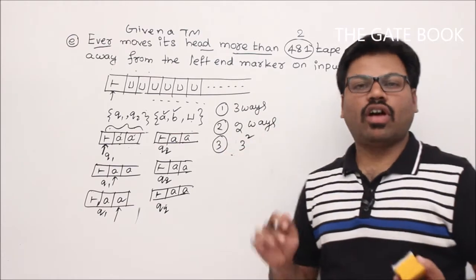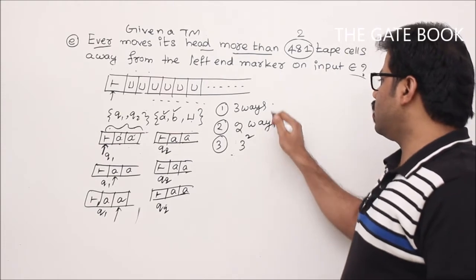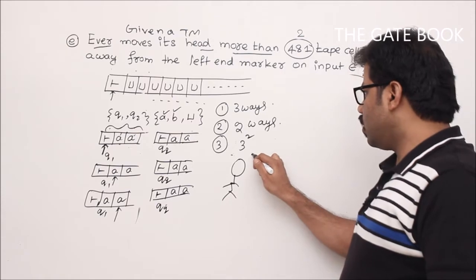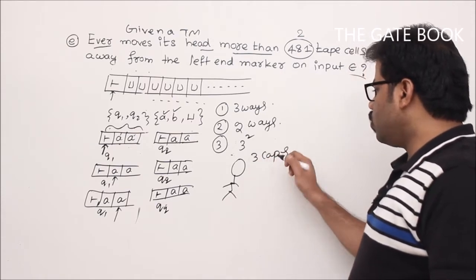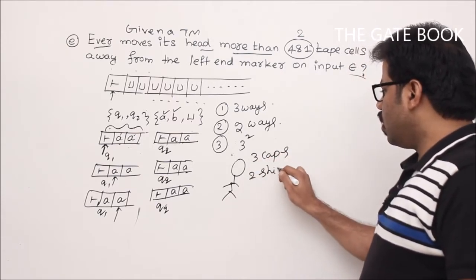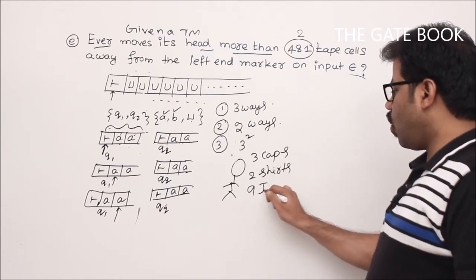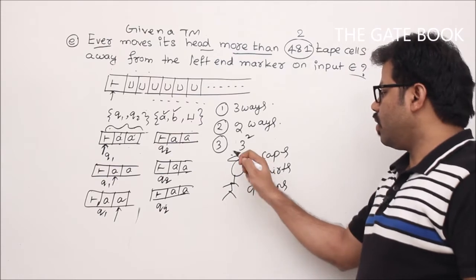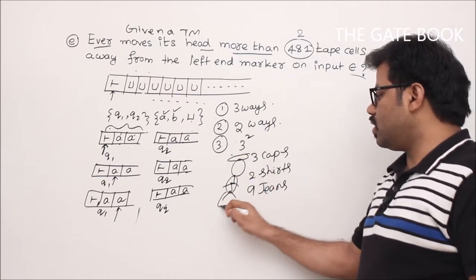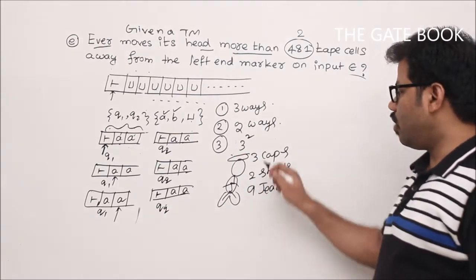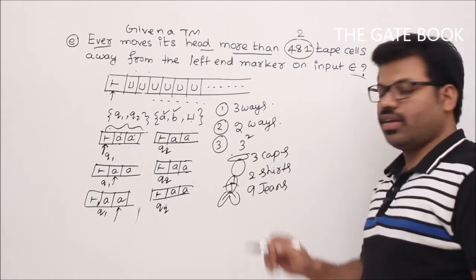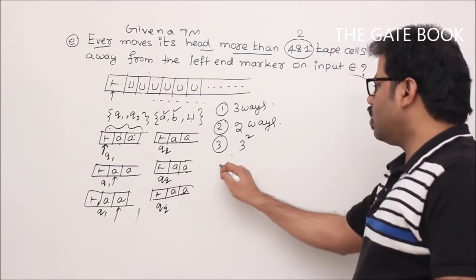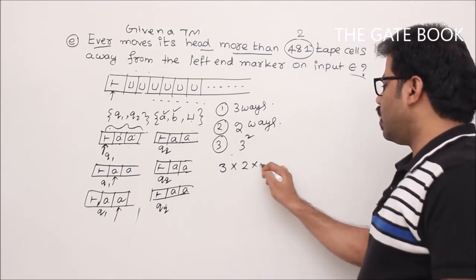Now the total number of configurations depends on this, right? It is like asking this question. Raju has 3 caps. Raju has 2 shirts. Raju has 9 jeans. Then how many ways can he wear one shirt? Simple. He will fix a cap, he will fix a shirt, he will fix a jeans. How many different ways can he do that? Product rule: 3 into 2 into 9. Correct? You understand that. In the same way, the number of configurations are 3 into 2 into 3 square.